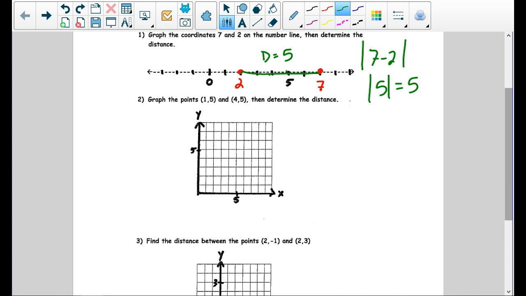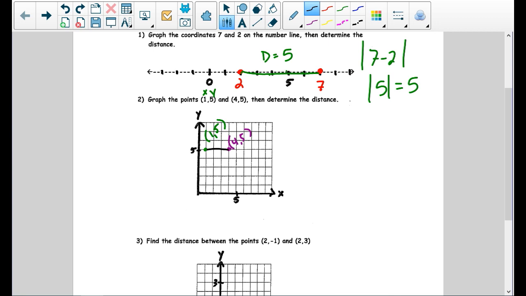So remember, your point is given as an x and a y value. Your x's go left and right, your y's go up and down. So if I look here, I have 1, 5. There's my first point, 1, 5. And then I have 4, 5. Here's my second point. And now I can find this distance between the two.